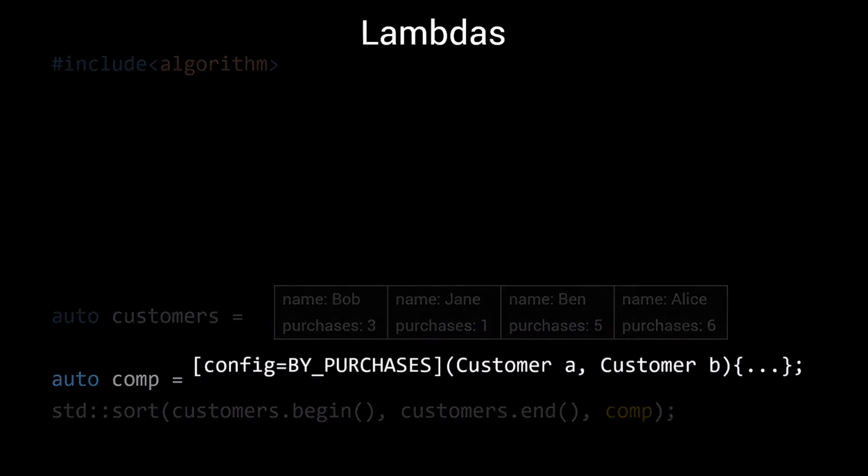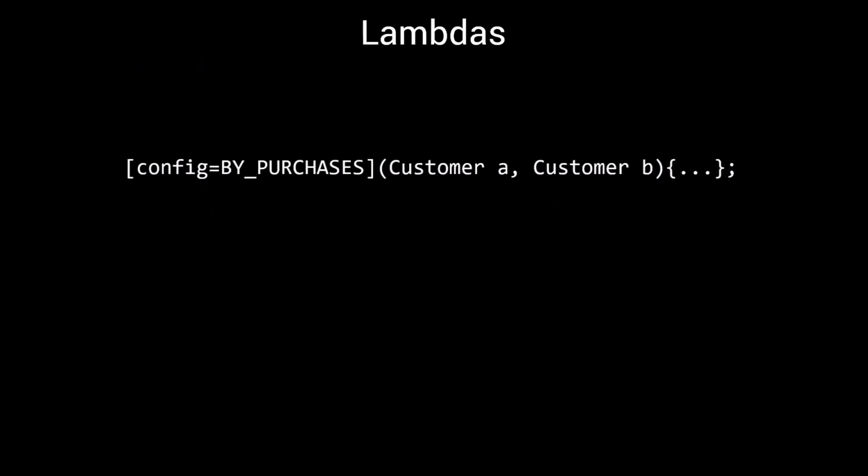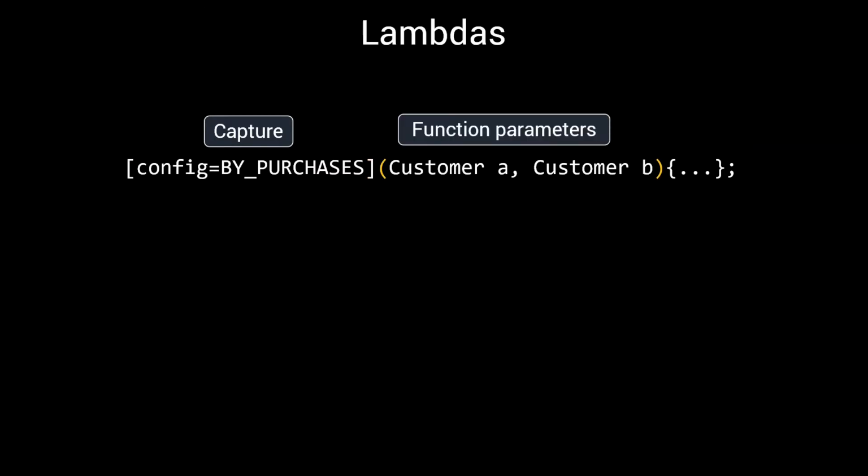So let's have a close look at the syntax. Every lambda starts with two square brackets, and in those brackets you can specify what's called the capture. The capture essentially specifies the member variables of the functor and what the constructor should accept as parameters. We'll go into more detail on this later. Next, in normal parentheses, we have the function parameters. Lastly, in braces, we have the implementation of our lambda.